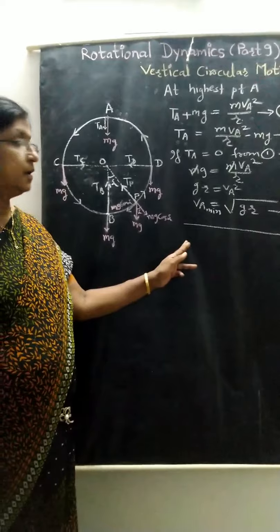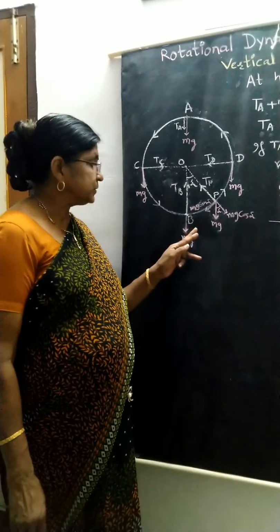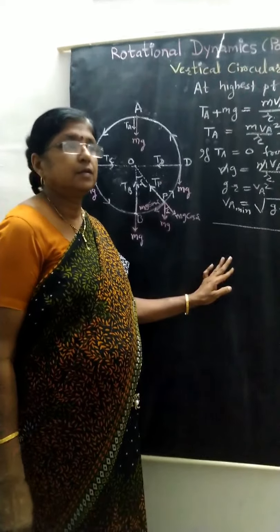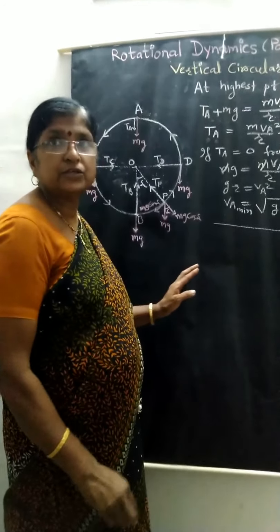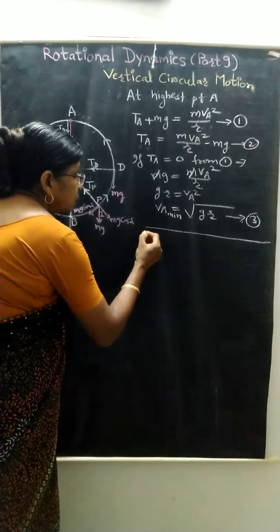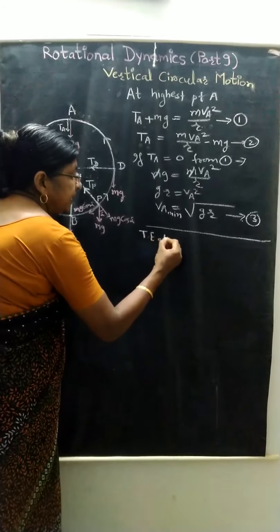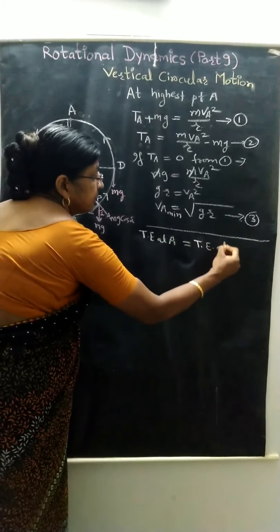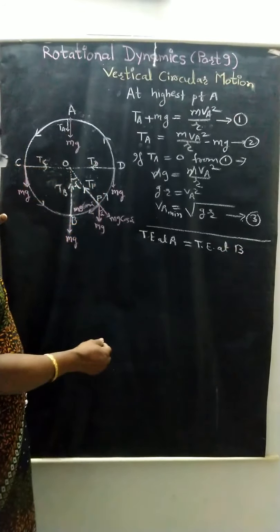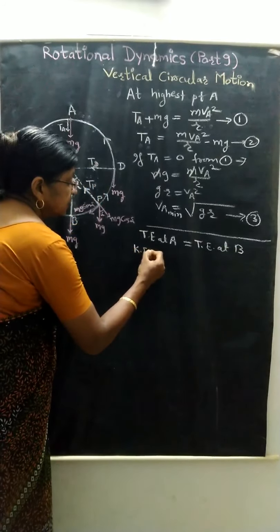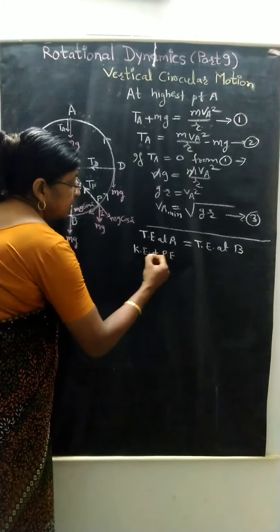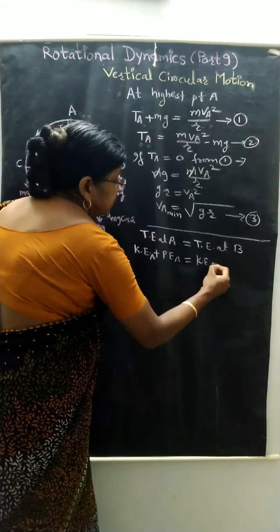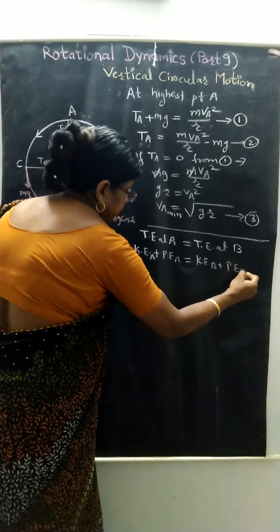Let us now find the speed at the lowest point B. For that, we will use the principle of conservation of energy. So, total energy at point A is equal to total energy at point B. So total energy means kinetic energy plus potential energy at point A is equal to kinetic energy at point B plus potential energy at point B.